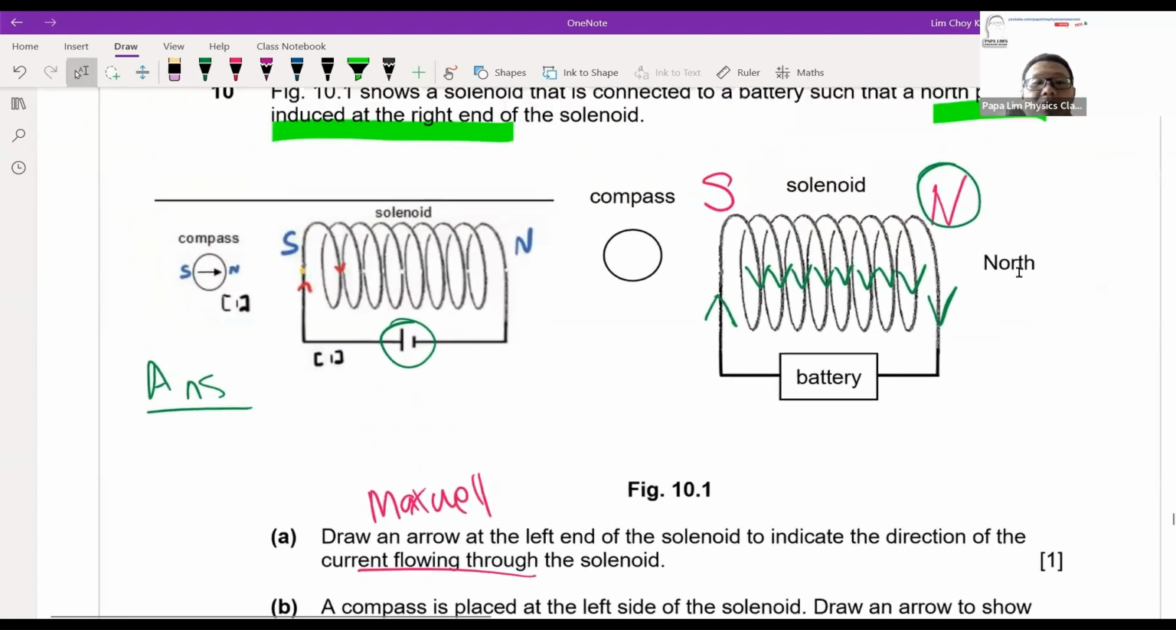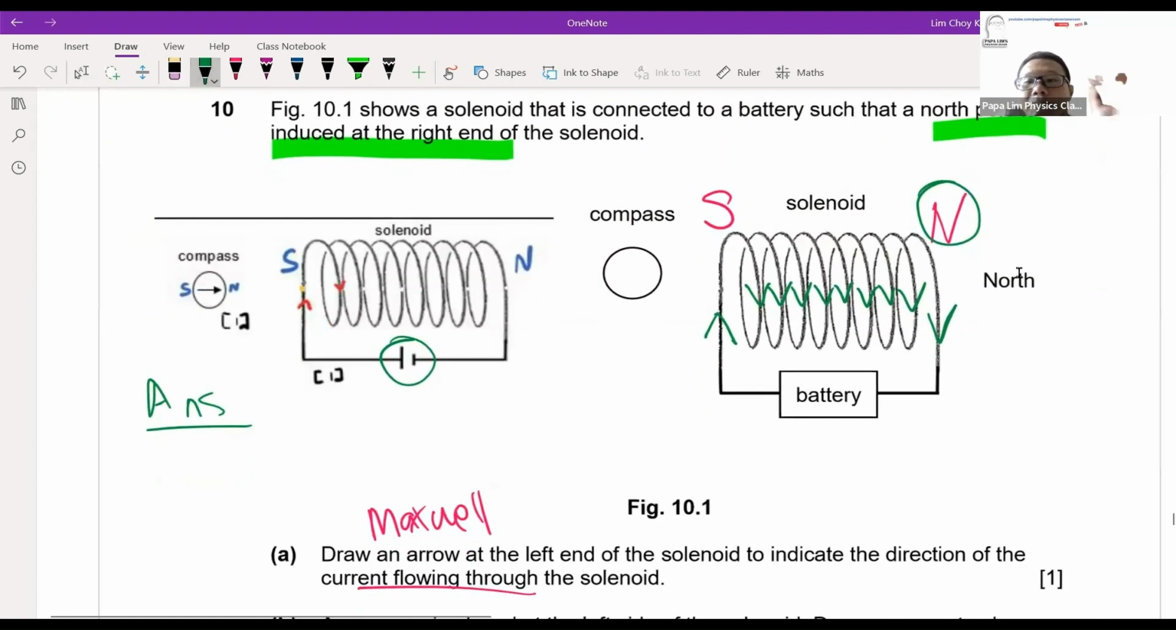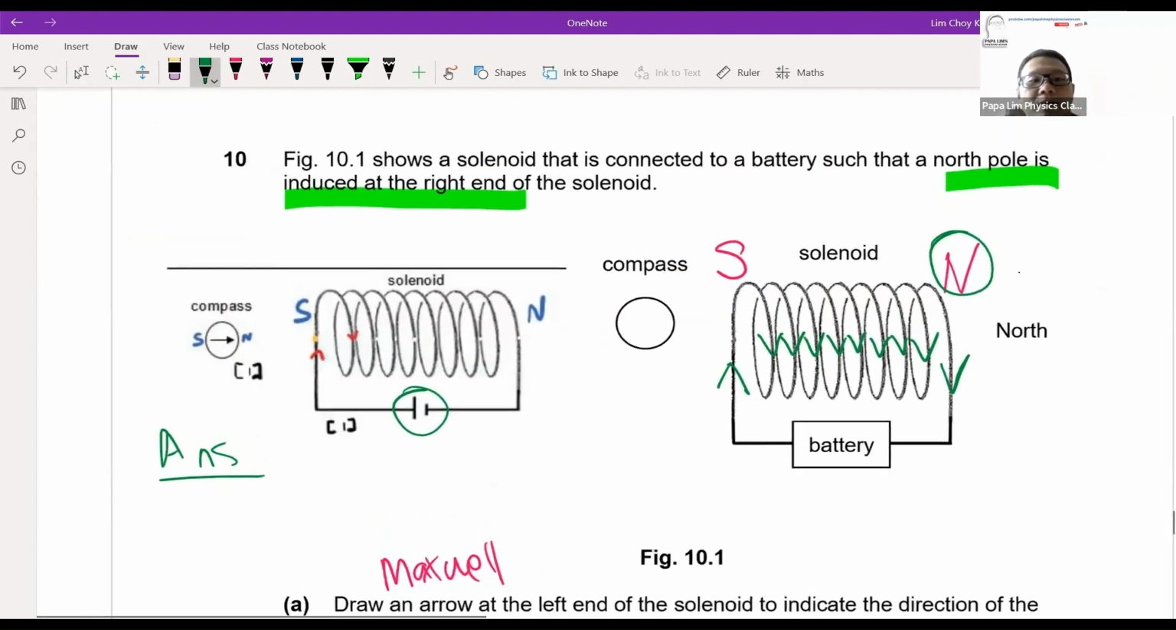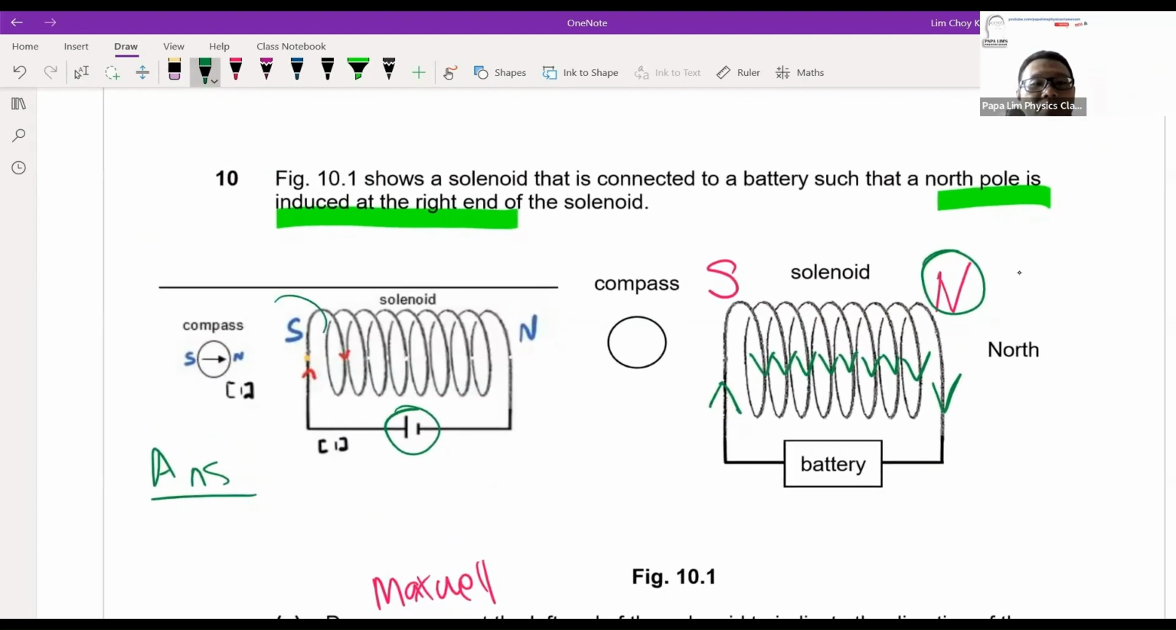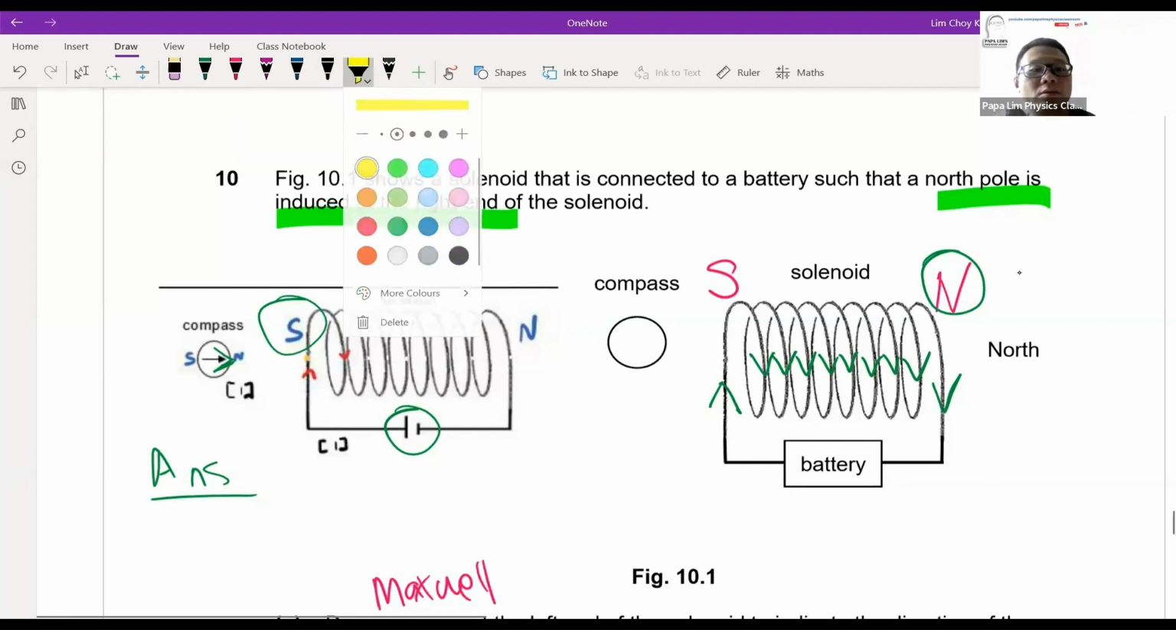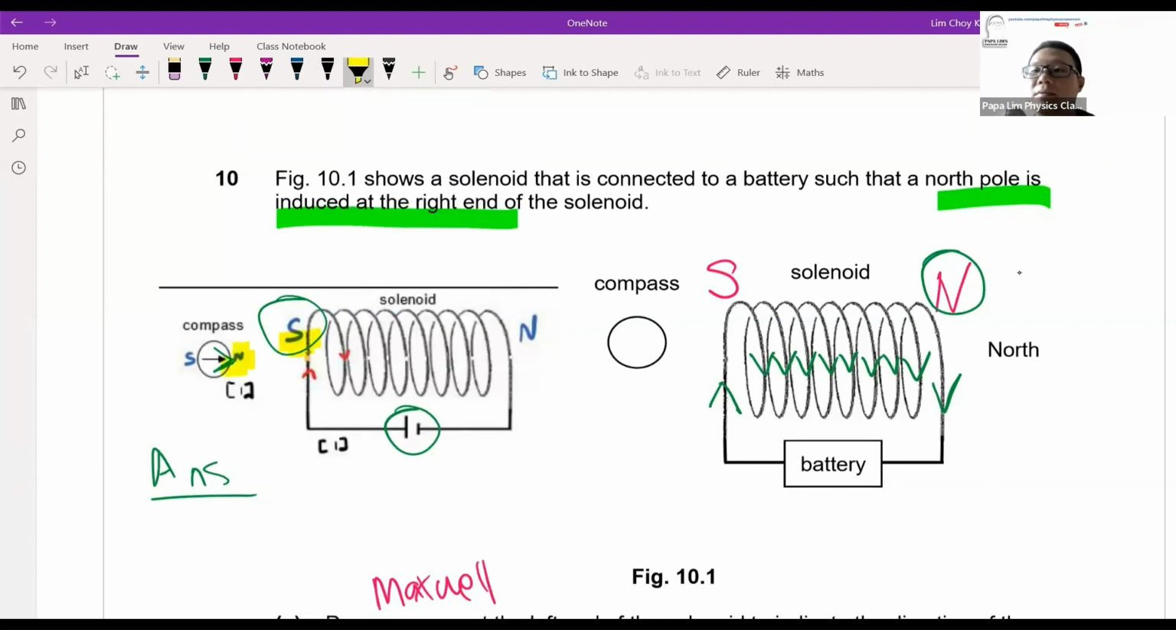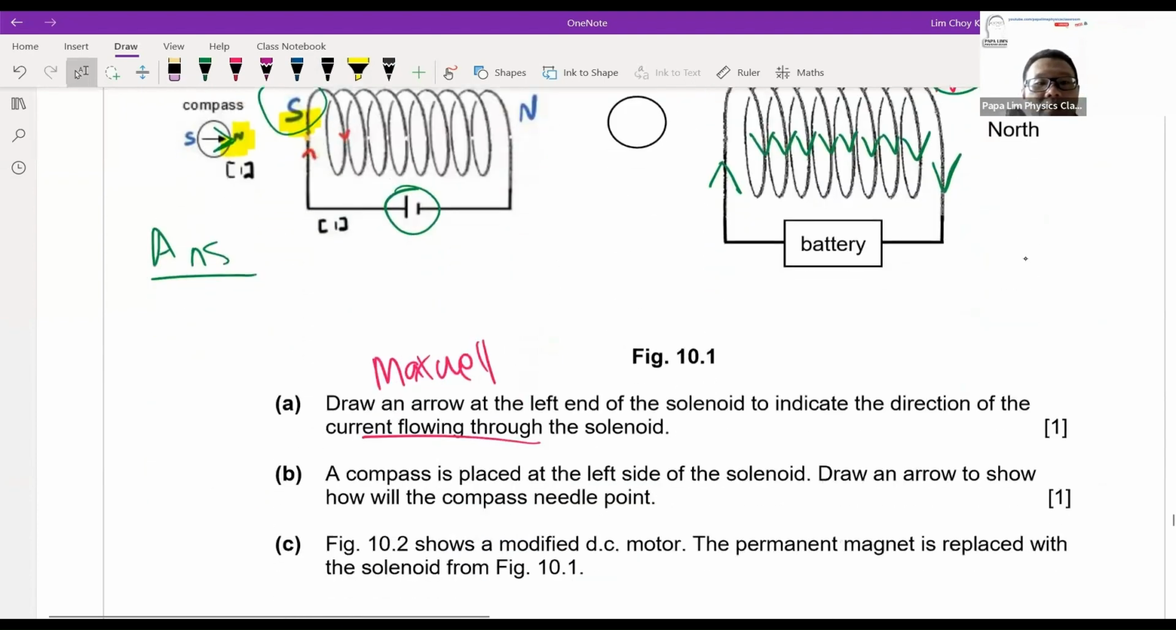If the compass is placed on the left hand, remember the arrowhead of the compass symbolizes the north pole. If this is the south pole, the arrow will point towards the right side. So the compass needle will also point to the right side, because the arrowhead represents the north pole, and you have unlike poles here. South and north will attract. So the arrow will point to the right side. So A and B are done.